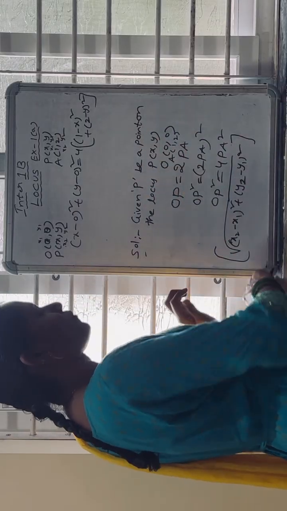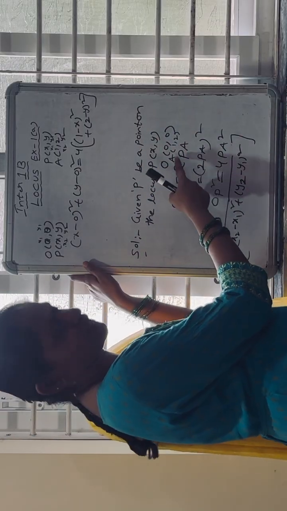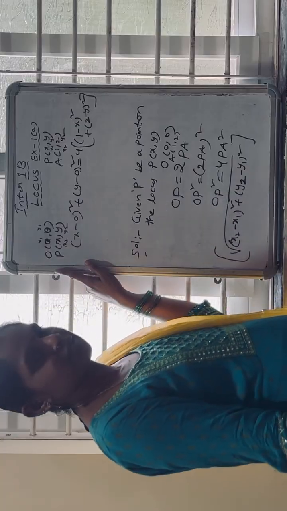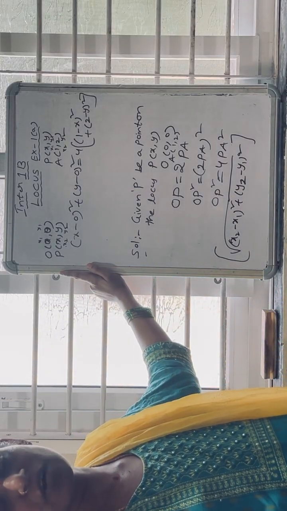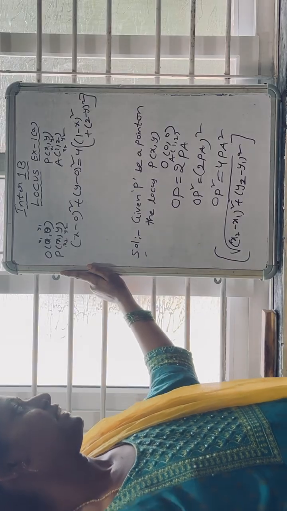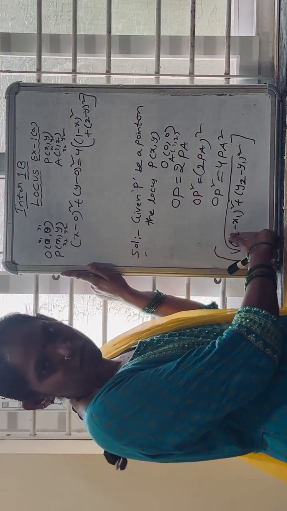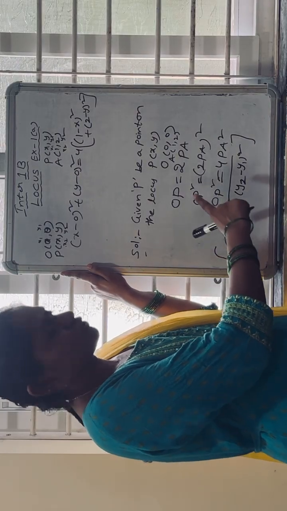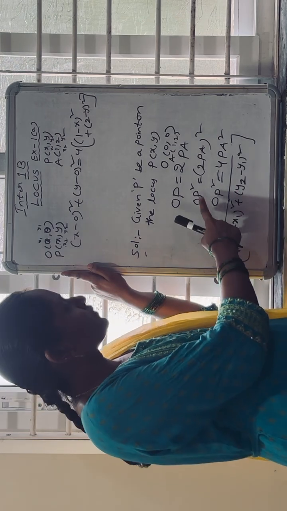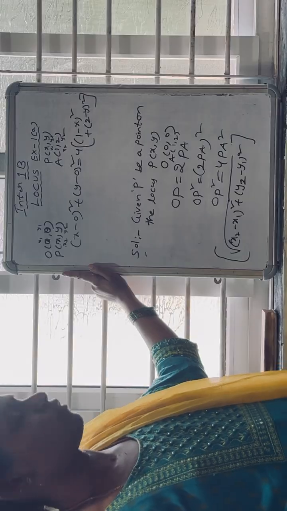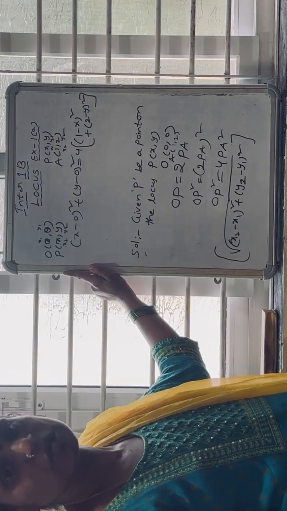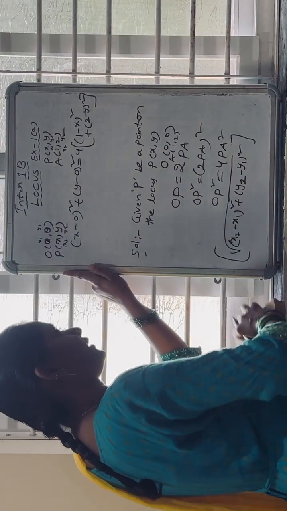Let P be a point on the locus, O is the origin, A is the given point. What is given? The distance of P from the origin is equal to 2 times the distance of P from the given point A. Then we will get a root in the distance formula. First I remove that root by using the square; the square and root cancel. So OP square equals 2PA whole square, that is OP square equals 4 PA square.